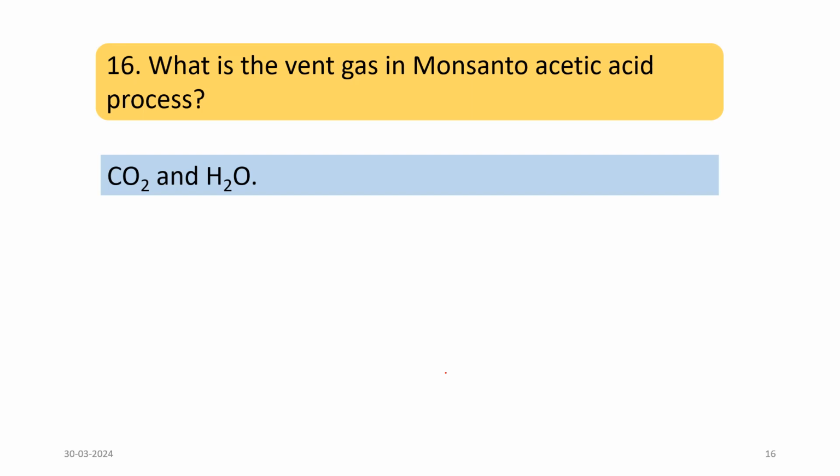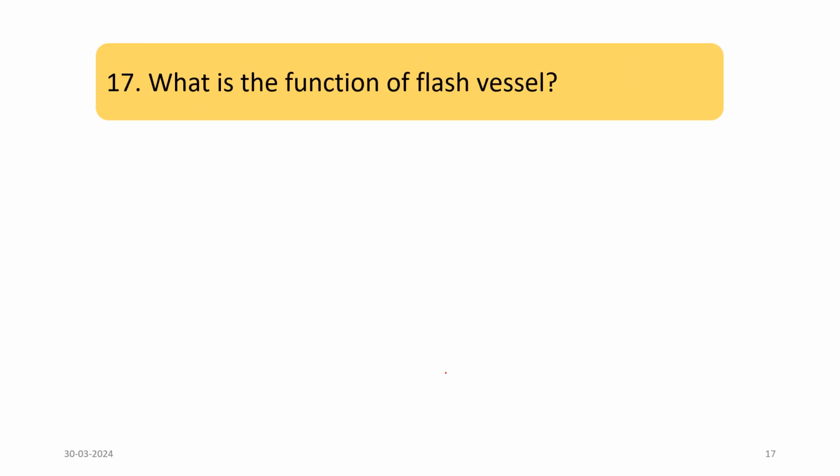So the vent gases are carbon dioxide and water, steam, right? So these are the two vent gases in the acetic acid process. Next, what is the function of the flash vessel?